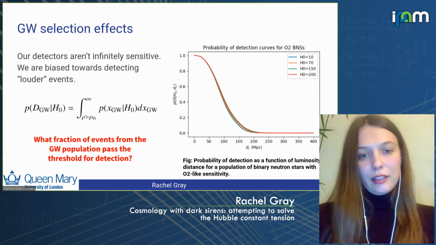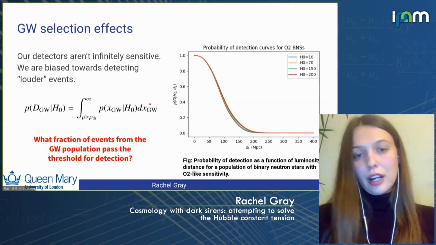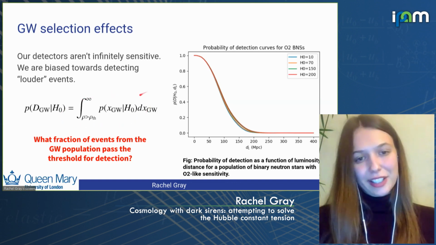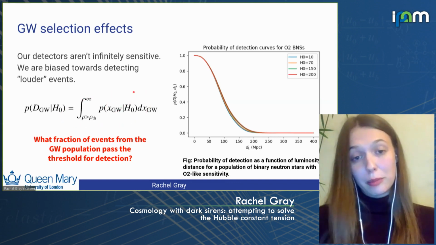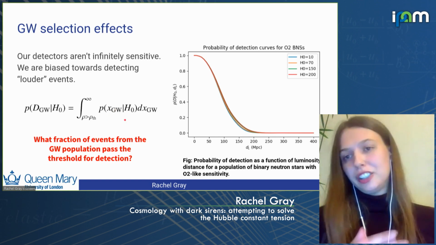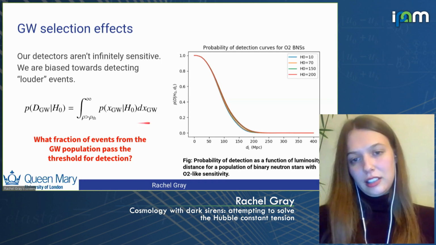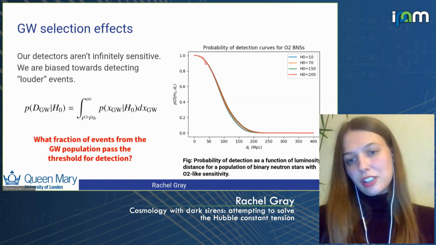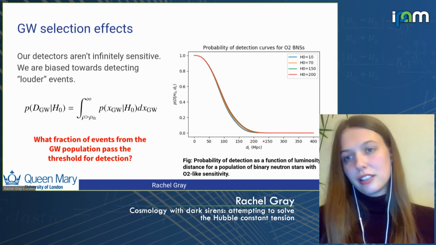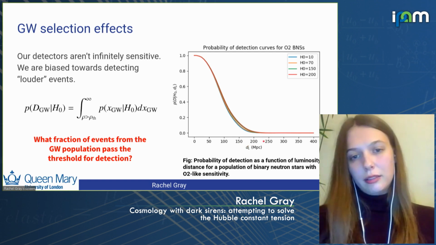And essentially, if you want to compute it, you can integrate over all possible gravitational wave signals from a population and basically ask what fraction of these are likely to pass your threshold for detection. So like on the right-hand side here, for a population of binary neutron stars, the probability of detection as a function of luminosity distance might look something like this, where you're very likely to detect things nearby, but by the time you get out maybe 200 megaparsecs, the chances of you detecting anything are fairly low.